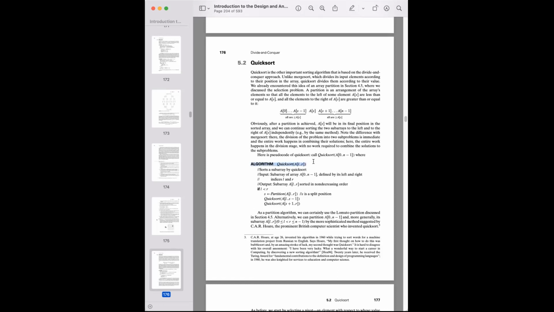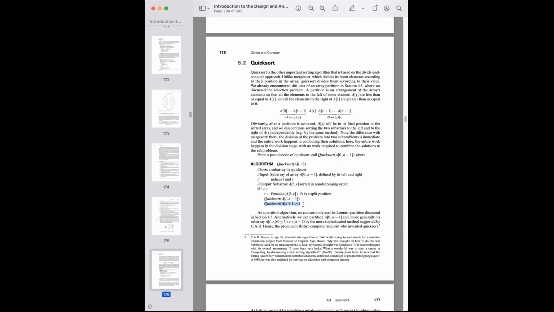So here's the idea behind quicksort. Here's our algorithm. We're going to sort a subarray by quicksort. We have, again, array A coming in, and the output is going to be the same thing, but sorted. We're going to do this by first partitioning based on some S, and picking this S can be a tricky thing. We're then going to do a quicksort on each half of that.